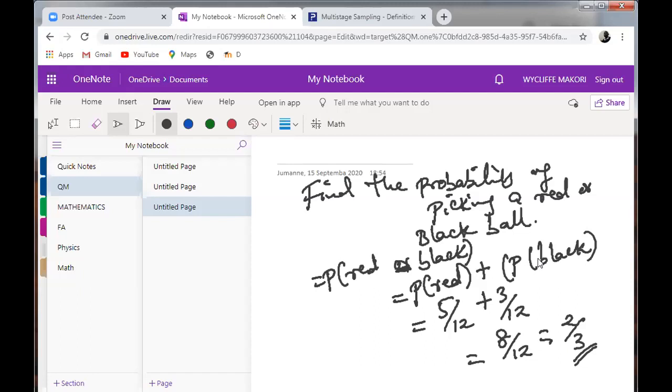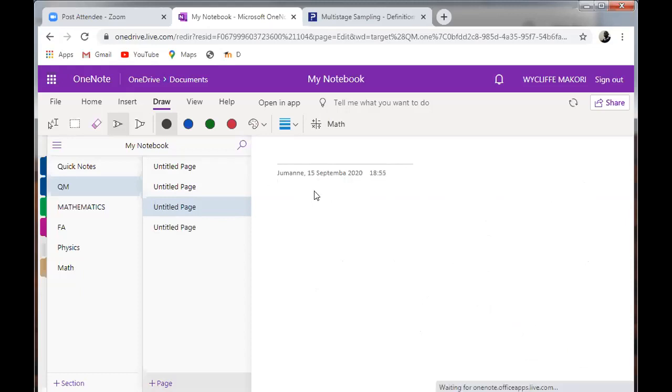That is actually what we mean by the addition rule. Anytime we cannot pick the two of them, we don't want to pick red and black, we only need either red or black. So it is the probability of red we add to the probability of black. And upon adding those probabilities, you get the answer.